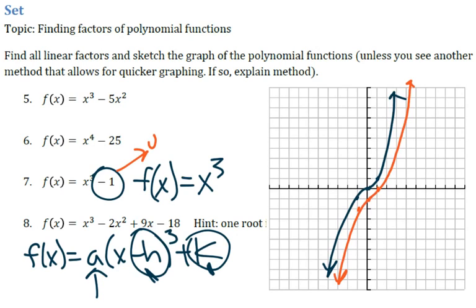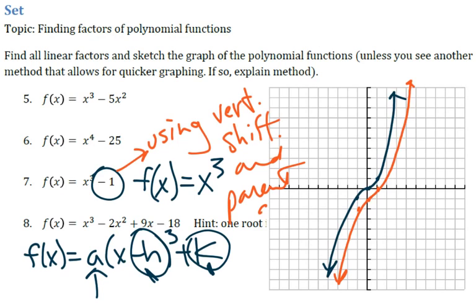So I would say using the vertical shift, okay, and parent graph would be an easier way, which then we can easily see what our factor is, or what our root is. It's going to be a positive 1, so we know that we're going to end up with x plus 1 as one of our factors. And then we probably have an imaginary one somewhere. Okay? And then we said we're not doing number 8, so we'll call that good for this one.